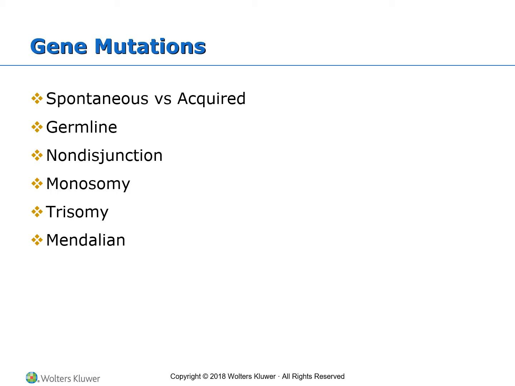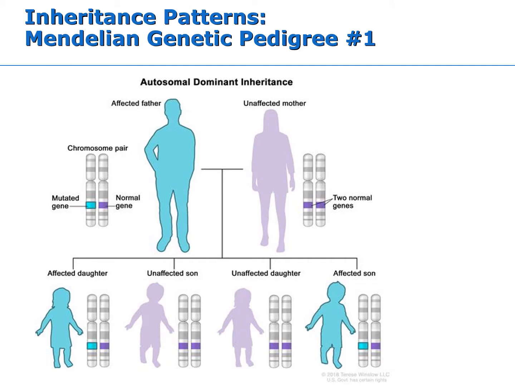Mendelian conditions are present on 1 or both chromosomes of a pair. They result from gene mutations and they're classified according to pattern of inheritance. They can be autosomal dominant, autosomal recessive, or X-linked. We're going to look more at that.